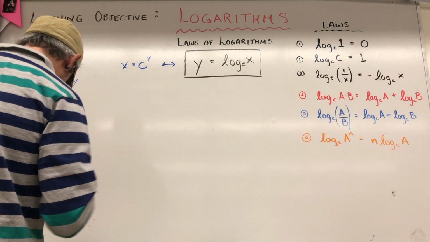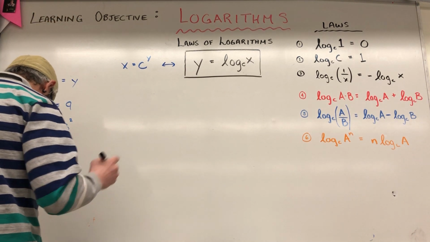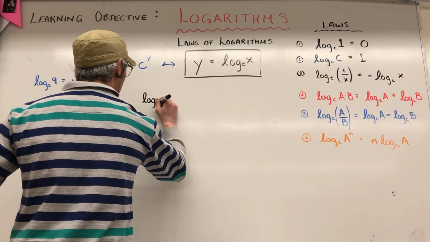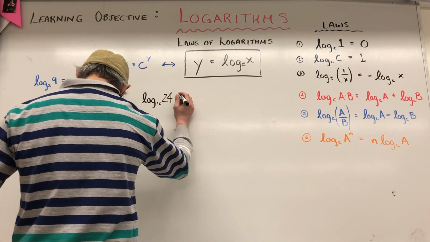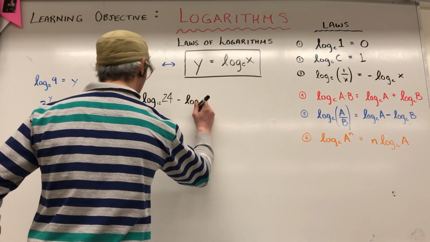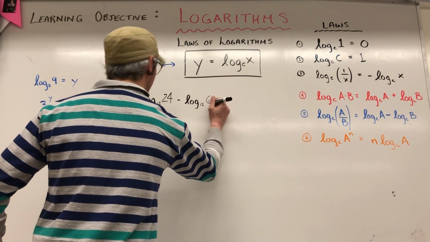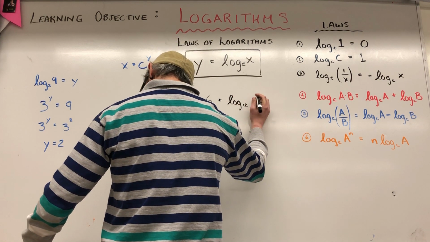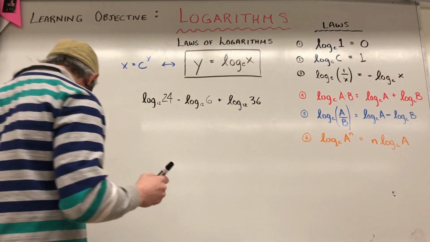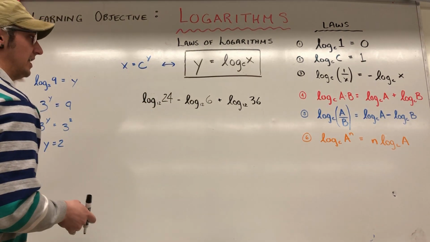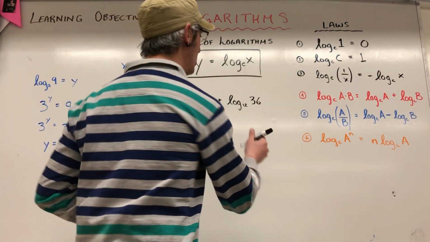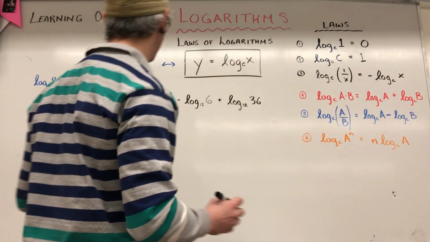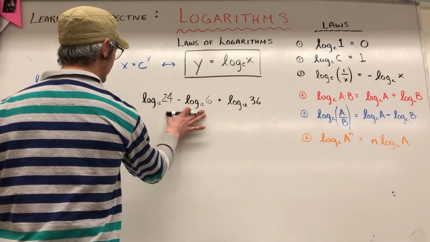And we'll start real simple. So I have log base 12 of 24 minus log base 12 of 6 plus log base 12 of 36. Okay, and it says to simplify and evaluate. So the first thing I can do here is, okay, I'm subtracting and I'm adding, but I notice that I have the same base. And the fact that I have the same base means I can start using these rules here. So I'm going to start with the subtraction here.